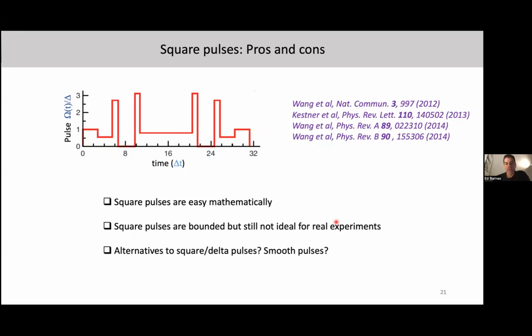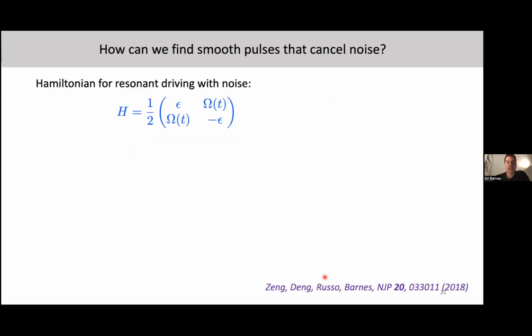So the basic takeaway message for me from that experience was, can we get away from squares and delta functions and do smooth pulses that respect bandwidth constraints and other things, while at the same time implementing noise-resistant gates? So I basically went back to the drawing board and just wrote down the simplest possible problem where you have, say, zero detuning, but there could be noise in the energy splitting because of the environment. And the question is, how do you choose omega of t such that this noise is canceled, at least to first order?